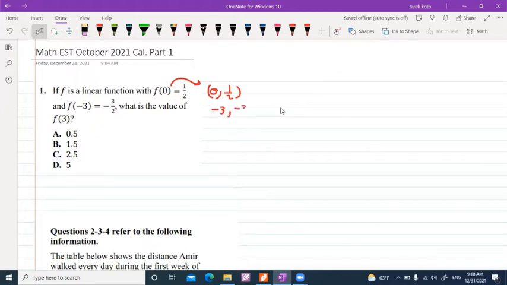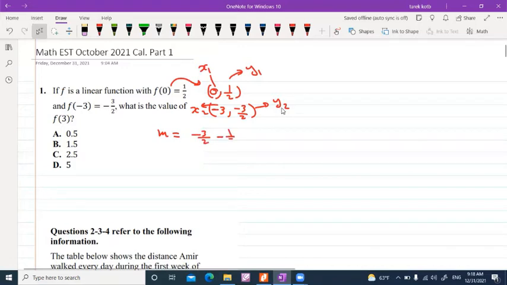I can use these 2 points to form the equation since it is a linear equation. So first I have to get the slope, y2 minus y1 over x2 minus x1. So it will be negative 3 over 2 minus half over negative 3 minus 0, that is equal to 2 over 3 in the end.